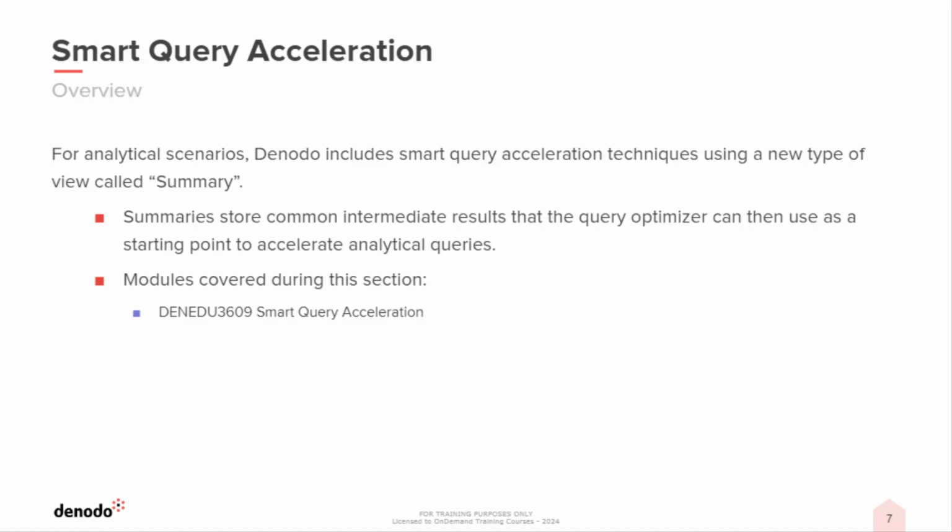In the next section of this course, we will learn about the Smart Query Acceleration. The Denodo execution engine is able to accelerate the execution of different queries where data is combined from multiple sources by using a special element in Denodo called summary. These summary views basically store the common intermediate results which can be used by different queries. So, instead of visiting a data source to retrieve the data, summaries act as an intermediate point where the results are retrieved and analyzed faster and deliver the results quicker to the end user.